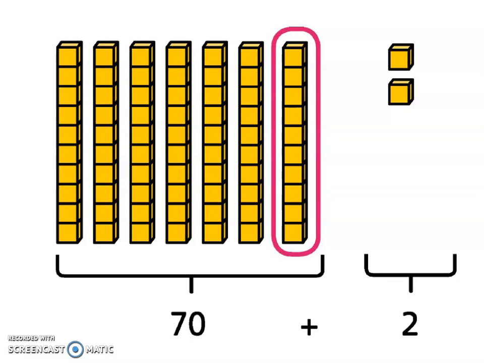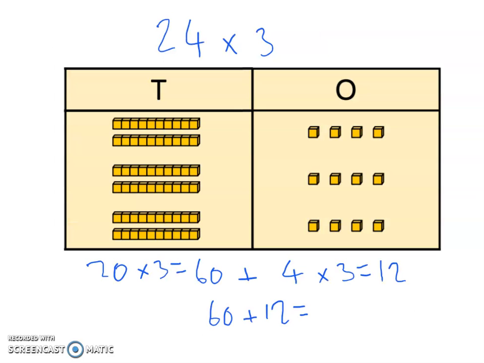So now you can see that my 10 ones have disappeared and they've become one lot of 10, leaving me with those 2 ones left over. So now my 60 plus 12 has become 70 plus 2. And when we add those two numbers together, 70 plus 2, it gives us an answer of 72. So going back to my original calculation, 60 plus 12, well, 60 plus 10 gives me 70, add on 2 gives me my answer of 72.